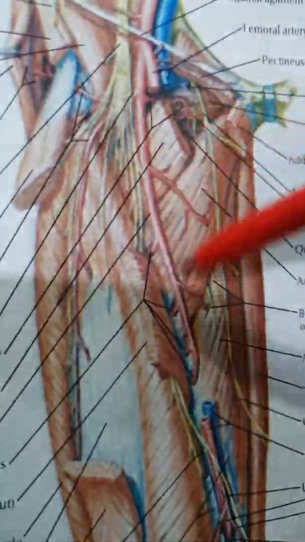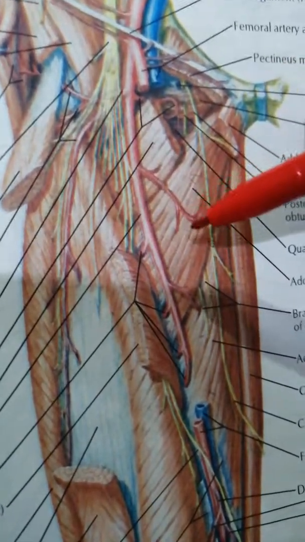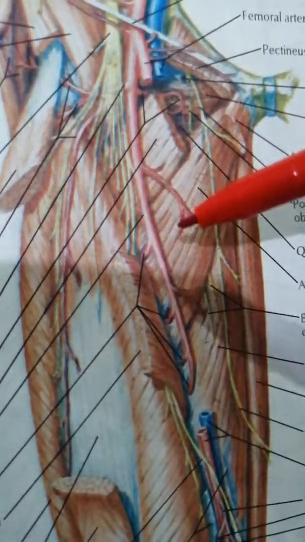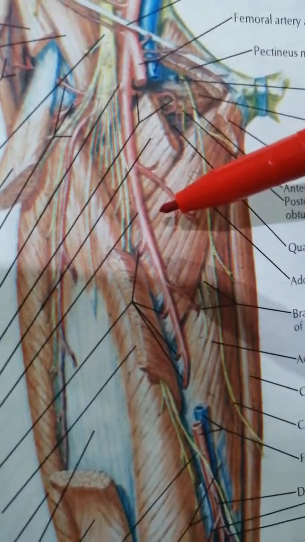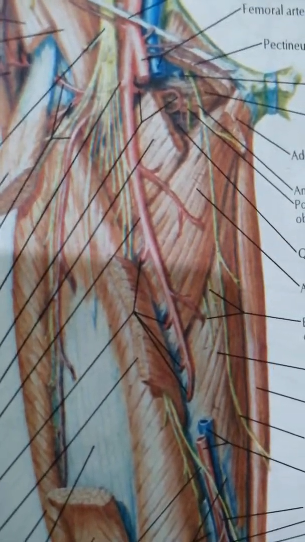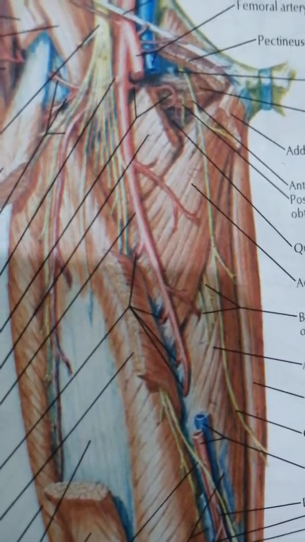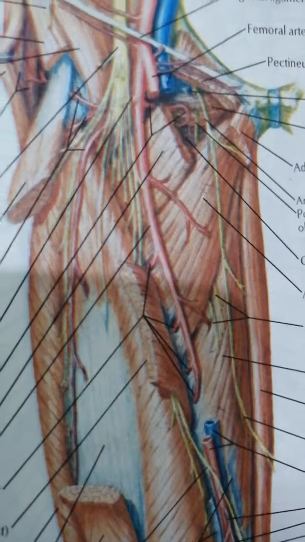And then we have the perforating branches, which perforate, they pierce the adductor magnus to basically participate in a longitudinal anastomosis of sorts on the posterior side of the thigh.